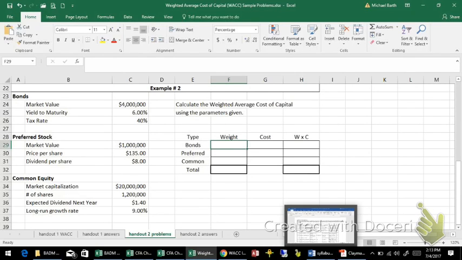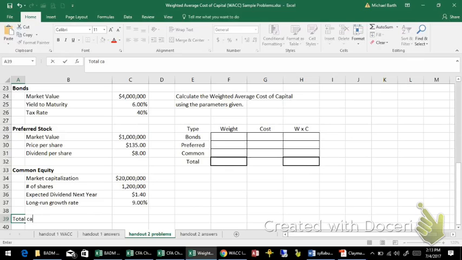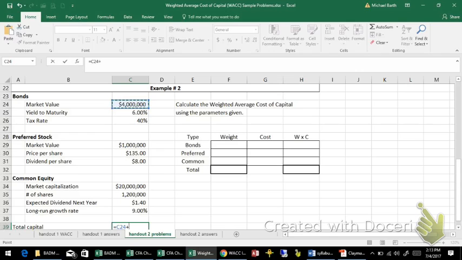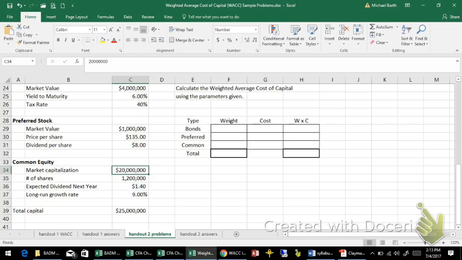Now, the grand total, the total capital that we have to use to allocate the cost is $4 million in bonds plus $1 million in preferred plus $20 million in common. Okay, so grand total is $25 million.